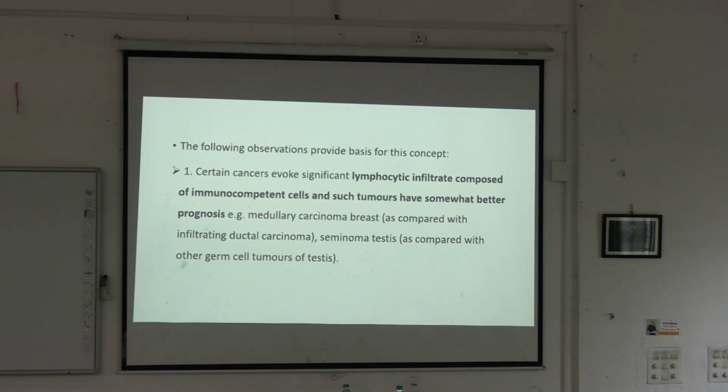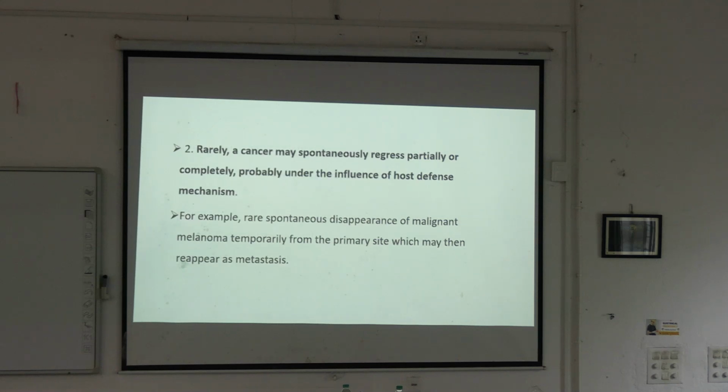Number 1 is certain cancers evoke a significant lymphocytic infiltrate composed of immunocompetent cells; such tumors have a somewhat better prognosis, like medullary carcinoma of the breast and seminoma of the testis. Number 2 is rarely, a cancer may spontaneously regress partially or completely, probably under the influence of host defense mechanisms.